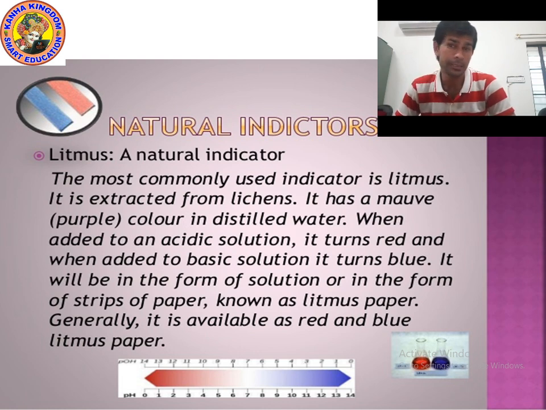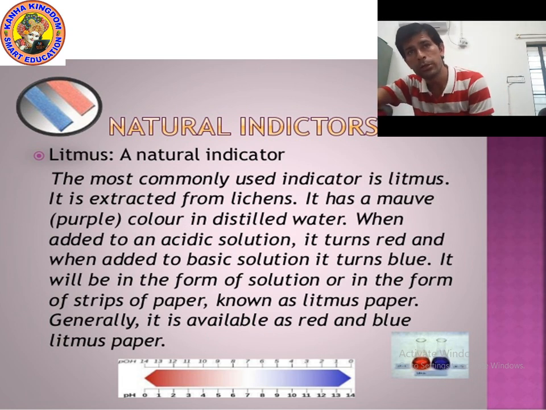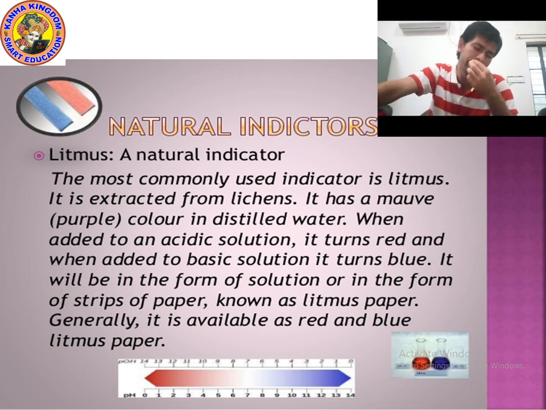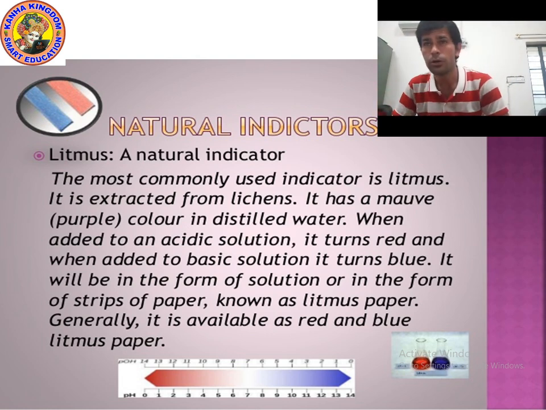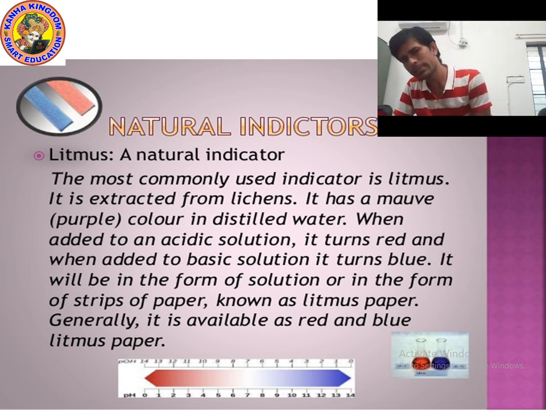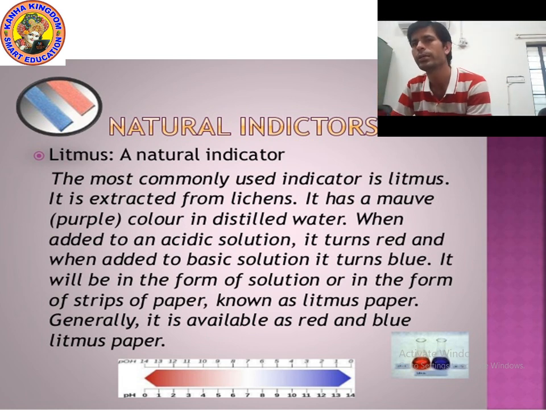Which is a natural indicator? Litmus. Yes, litmus is a natural indicator. We get it from a plant called lichen. The most commonly used indicator is litmus. It is extracted from lichen. Extracted means taken out.